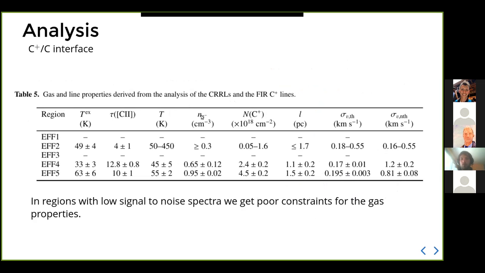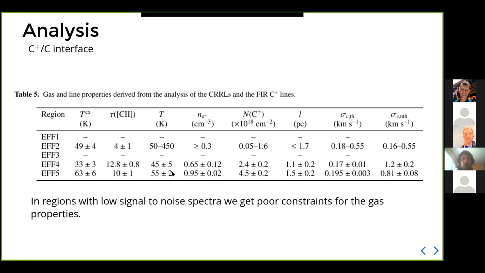And combining some of these things, we can also get a size of the region along the line of sight, and a thermal velocity dispersion and a non-thermal velocity dispersion. And from here, I just want to point out, first of all, that for this F2 region, where we have a lower signal to noise ratio, in particular for the 13C plus line, we can't do much in terms of saying something about the gas properties. The ranges are quite large. But once we get all the lines with a signal to noise ratio larger than 5, we can actually constrain these things, I would say, quite well.